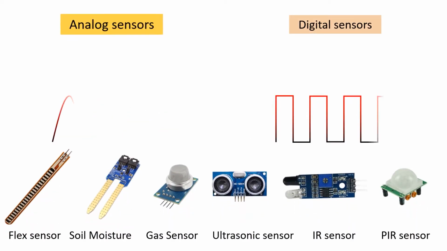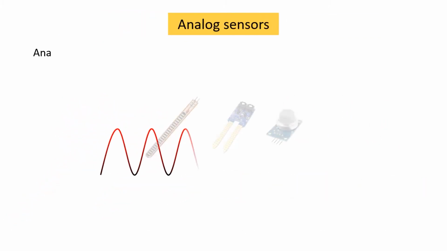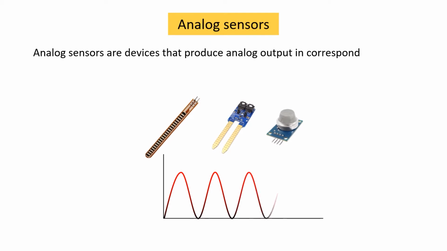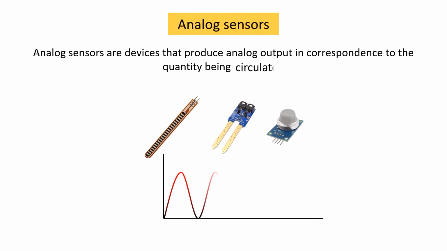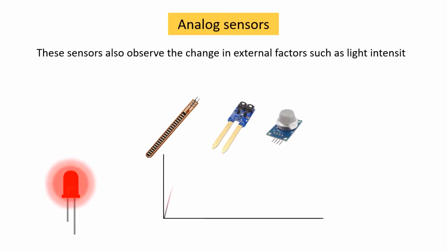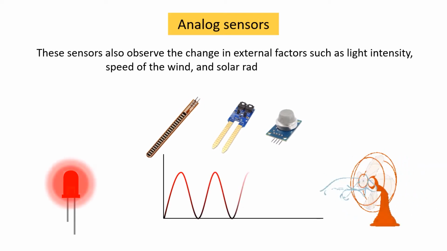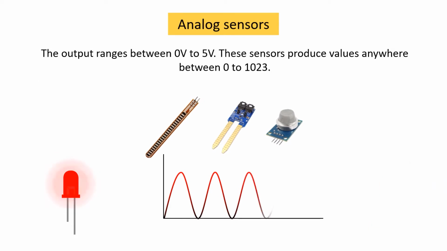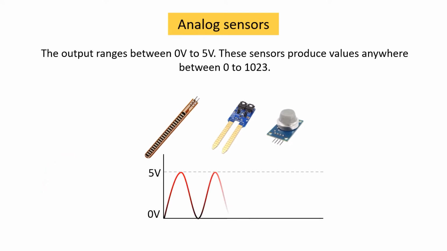First, let's look at what are analog sensors. Analog sensors are devices that produce analog output in correspondence to the quantity being measured. These sensors also observe the change in external factors such as light intensity, speed of the wind, and solar radiation, along with others. The output ranges between 0 volt to 5 volt. These sensors produce values anywhere between 0 to 1023.